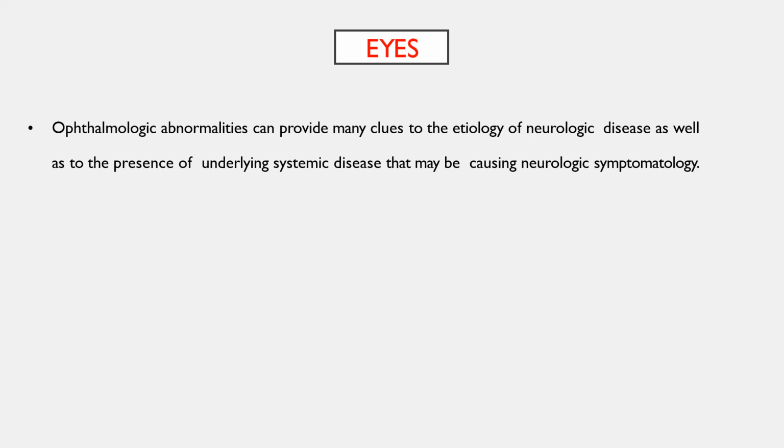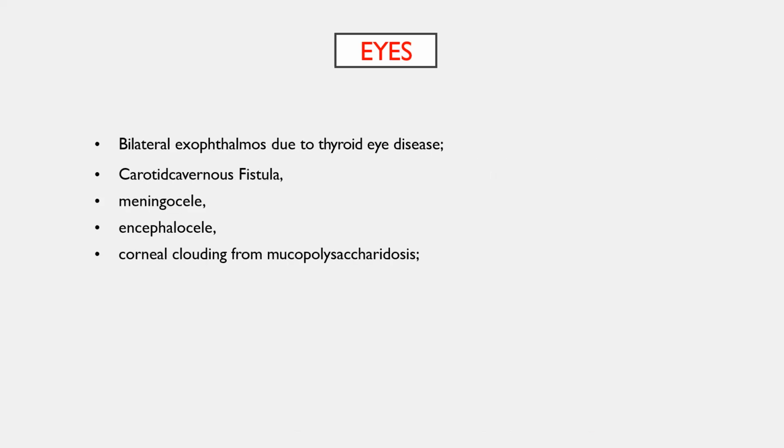Next. Bilateral exophthalmos is seen in thyroid eye disease. In carotid cavernous fistula, the patient will be having a pulsatile mass in the orbital cavity. Meningocele or encephalocele you can make out by palpation or by looking also. And corneal clouding is characteristically seen in mucopolysaccharidosis. By seeing these on inspection, you can make out the diagnosis directly.